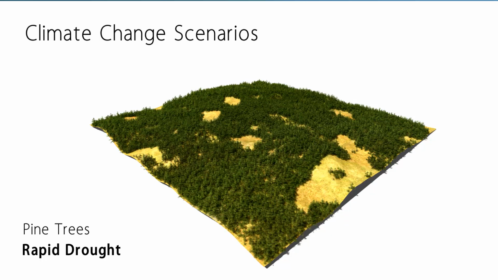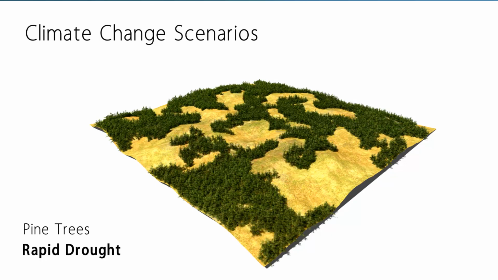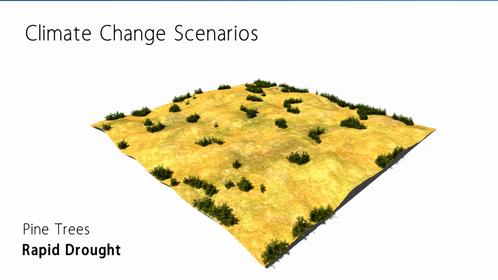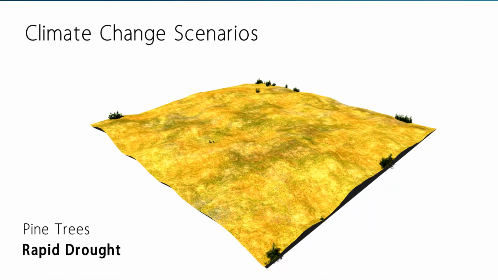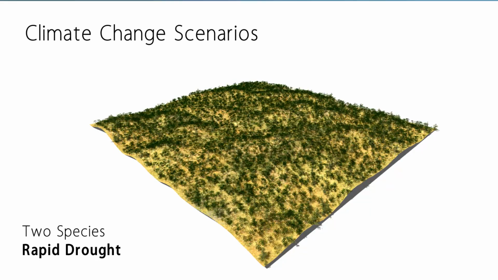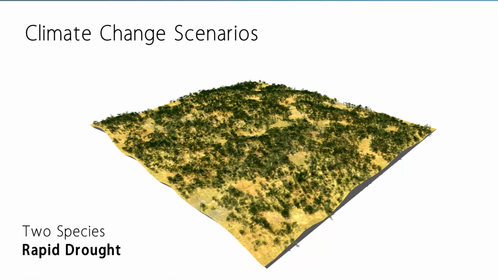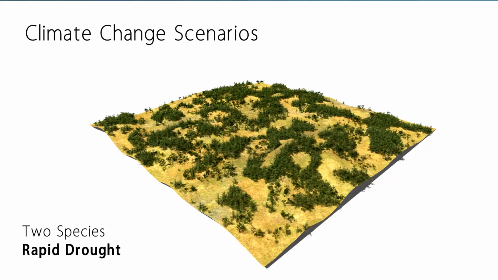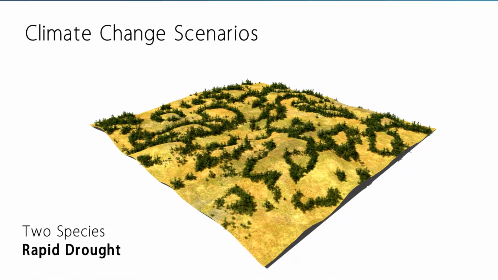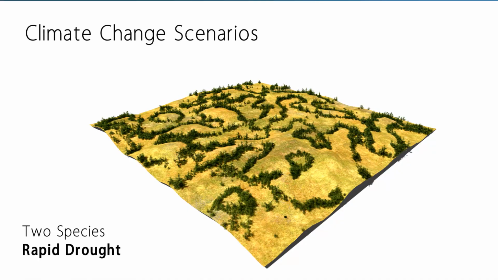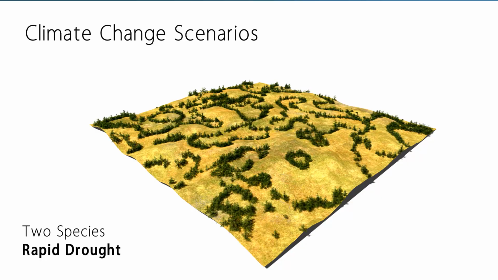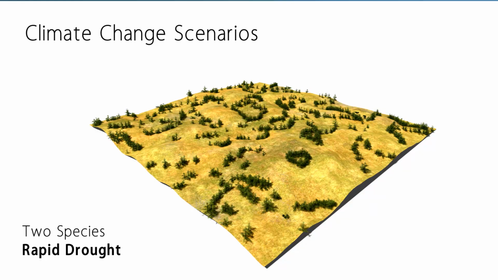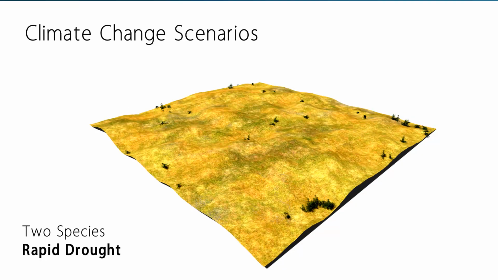In a more rapid drought scenario, the pine forest vanishes faster while forming characteristic spot-like patterns. By placing multiple plant species in a scene, complex competition and cooperation interactions may emerge during the simulation. In this scenario, the more drought-resistant pine trees form stripe-like vegetation patterns, as the drought eliminates the shrub species.